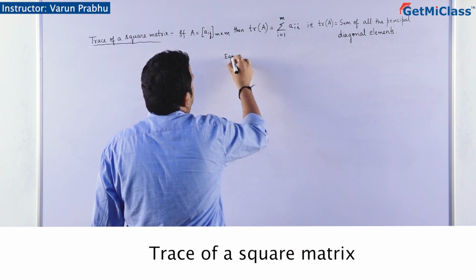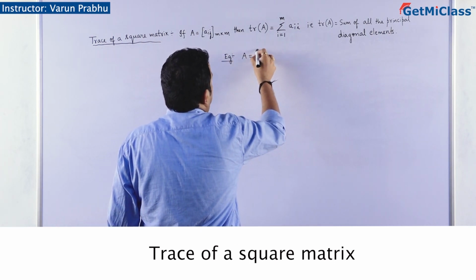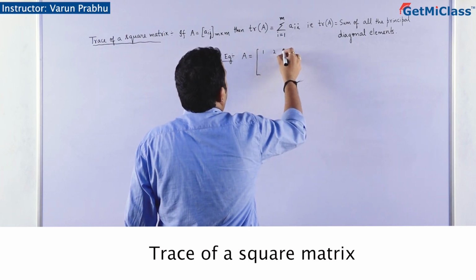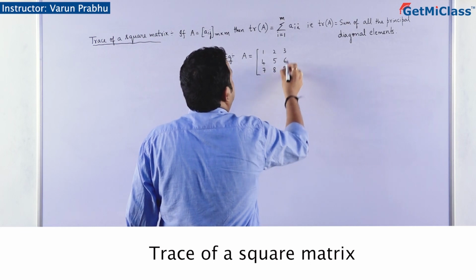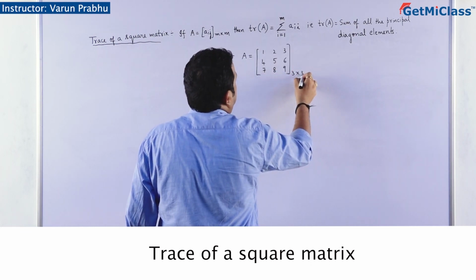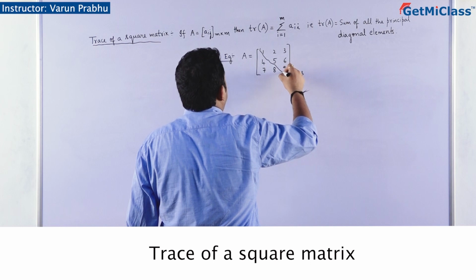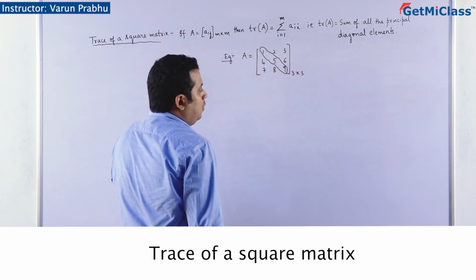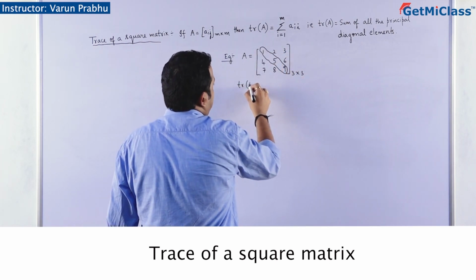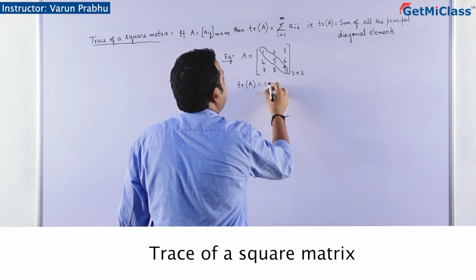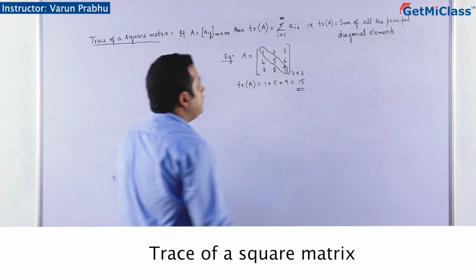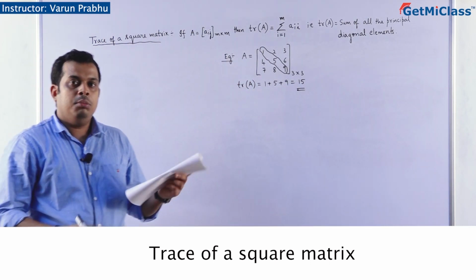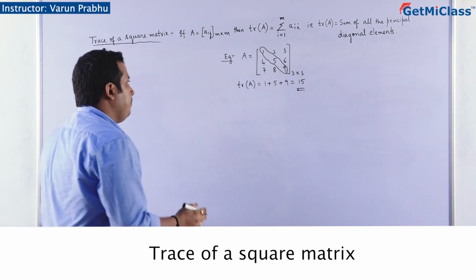Example, if I consider capital A is equal to 1, 2, 3, 4, 5, 6, 7, 8, 9. This is a 3 cross 3 matrix. So these are the principal diagonal elements. So can we not say the trace of the matrix A, very simple to understand, is nothing but 1 plus 5 plus 9, that is equal to 15. See, this is again not a part of the NCERT, but you should learn it for competitive exams.